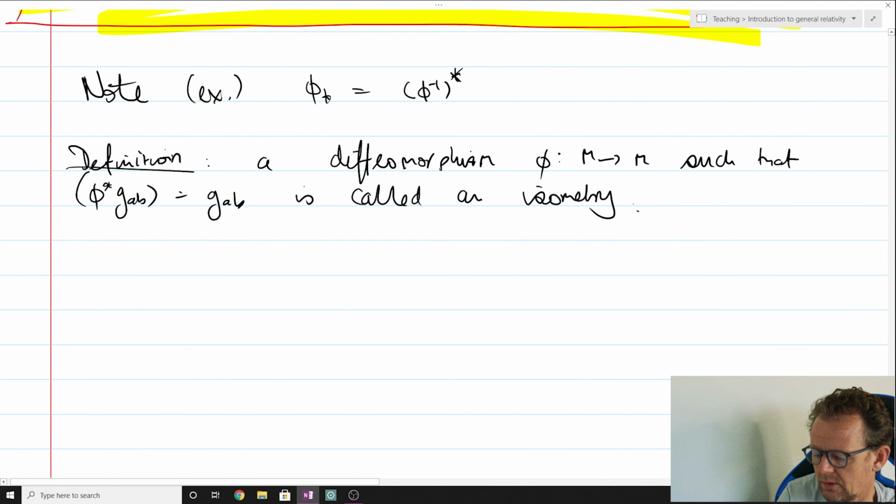What does it mean for the metric to be left invariant? Well, you need to have an action of the diffeomorphism on the metric that we've just obtained above. And therefore there are a special class of diffeomorphisms which leave the metric absolutely alone, and those are called isometries. So these symmetries are the fundamental symmetries of space-time.